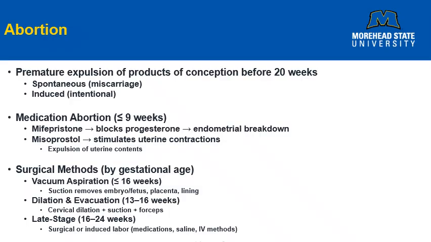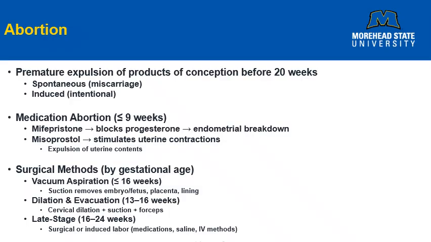Now, some of them are done mostly for medical reasons, either for the baby or for the mom or for both. Medication-based abortion is one version, but it's all done by a certain time point of the baby's development. Before 9 weeks, certain drugs can be taken. Of these drugs, mifepristone and misoprostol can either block progesterone, which breaks down the endometrium, or stimulate uterine contractions, which then expels the uterine contents.